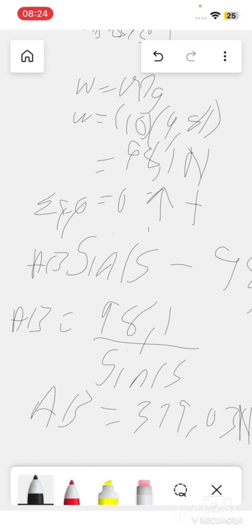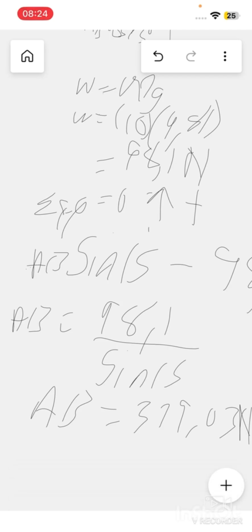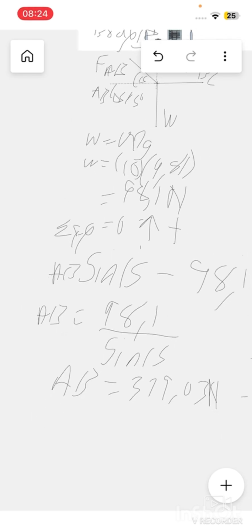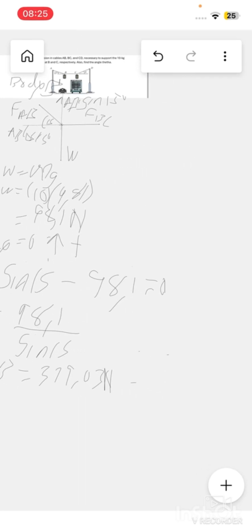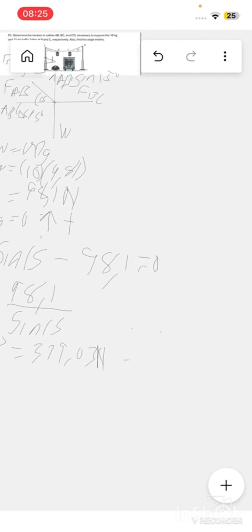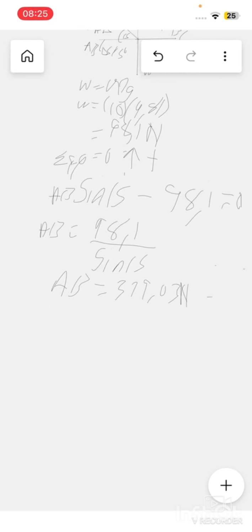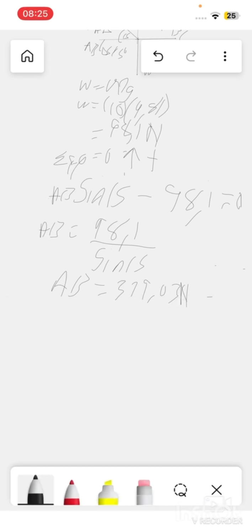We are not done. We still have a lot of work to do. We need to show the summation of the horizontal forces. Let's go. The summation of F of x is equal to 0.